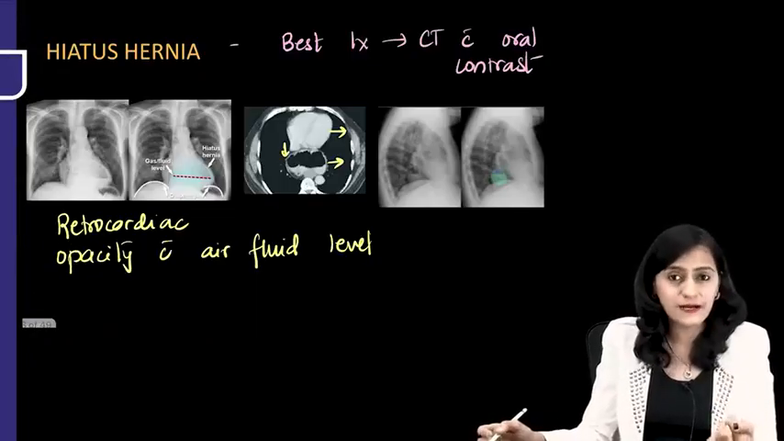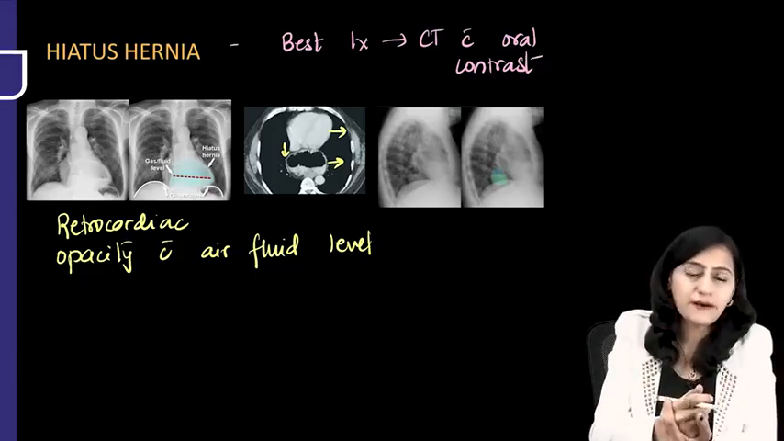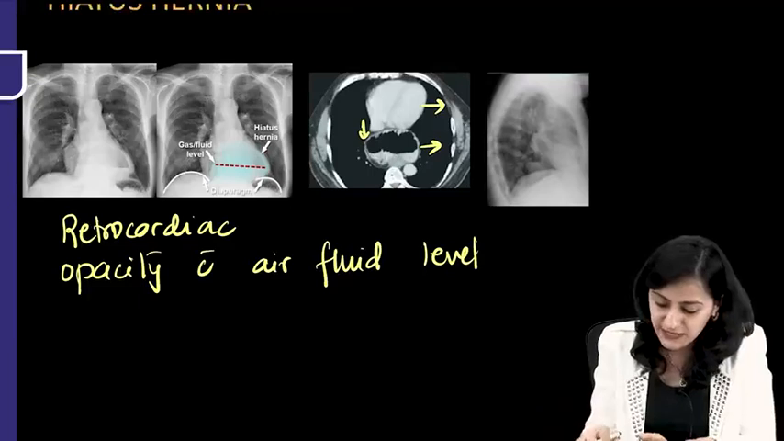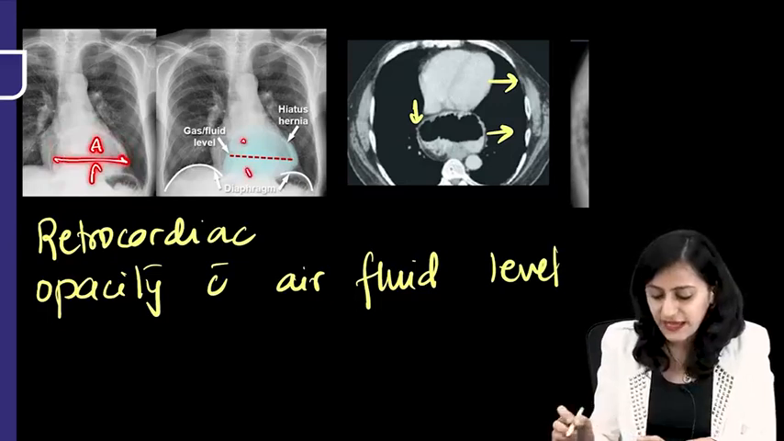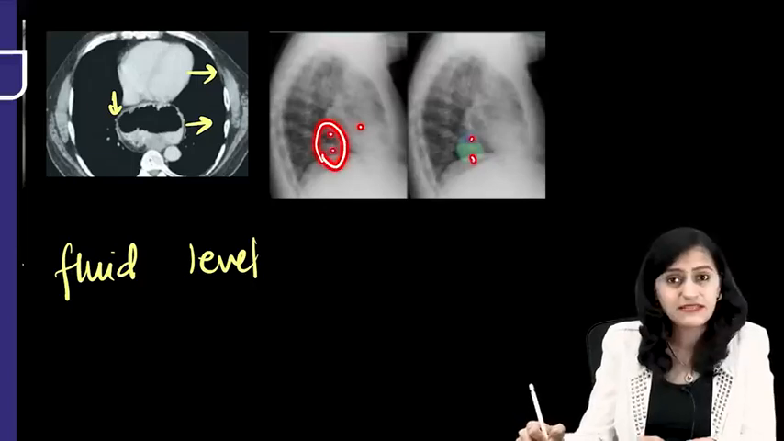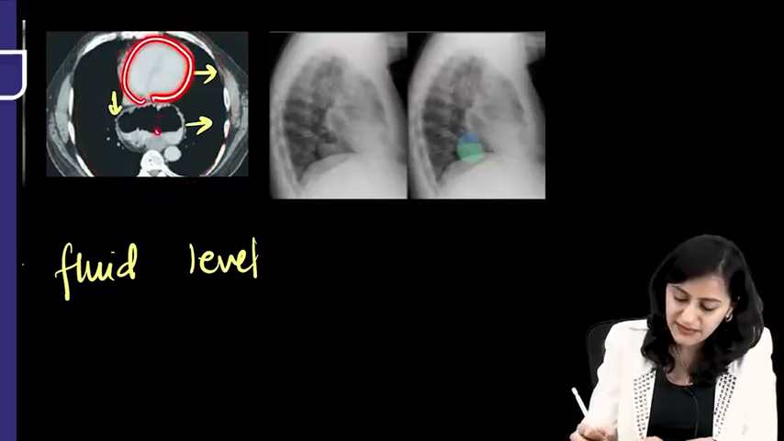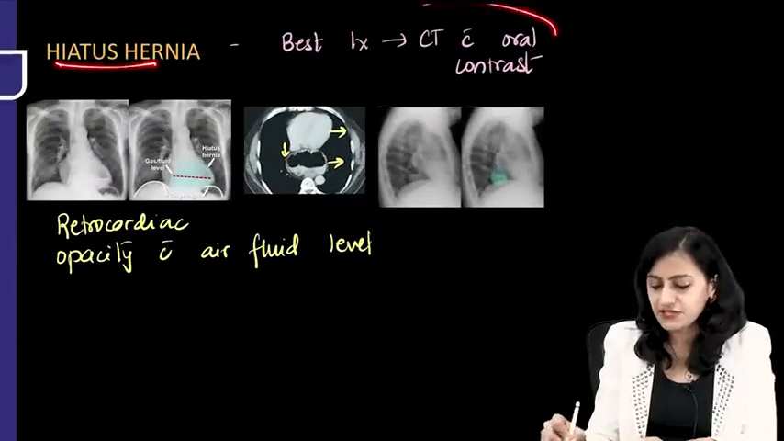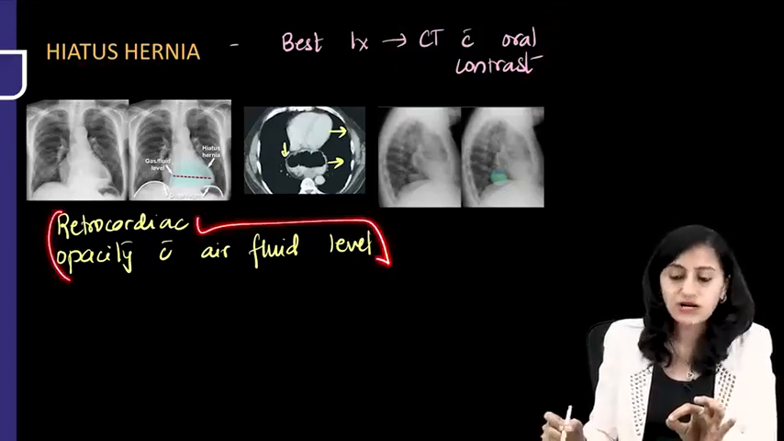So for hiatus hernia, what do you see? Hiatus hernia will be the stomach going up and we would see a retrocardiac opacity. Look at this chest radiograph. What we are seeing here is an opacity showing an air fluid level. You see the lateral chest x-ray. Behind the heart there is an air fluid level, retrocardiac. The best investigation is CT, which shows the heart and behind that this air fluid level. This is the hiatus hernia. So the best investigation for hiatus hernia is CT with oral contrast, and classically it would show retrocardiac opacity with air fluid level.